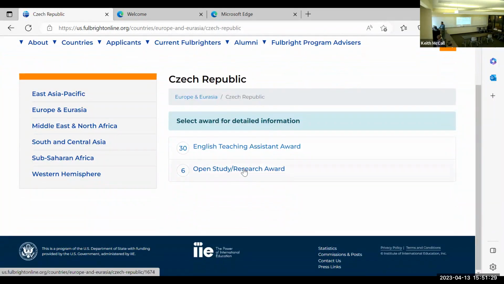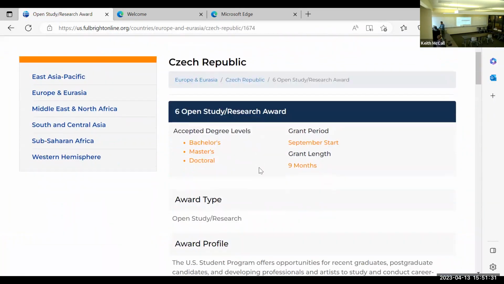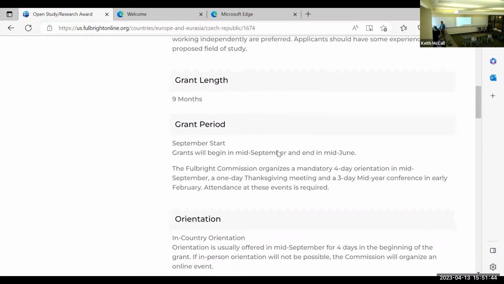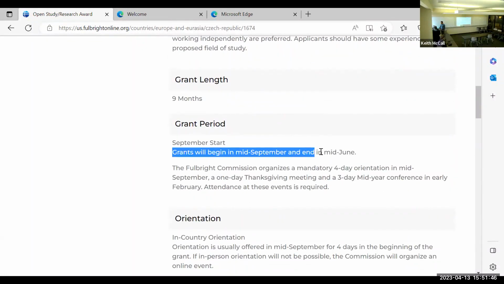All right, so let's look at the Open Study Research Awards for this one. You see that they take all degree levels. September start is listed. They do specify it would be mid-September to mid-June. They have a couple of mandatory things where all of you will be brought together again for a 4-day orientation, a 1-day Thanksgiving meeting, and a 3-day mid-year conference.